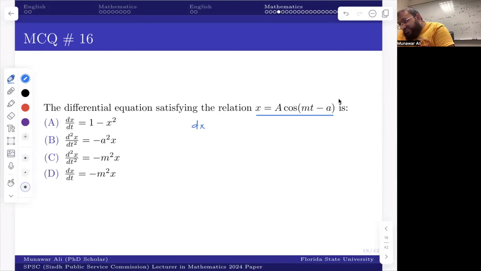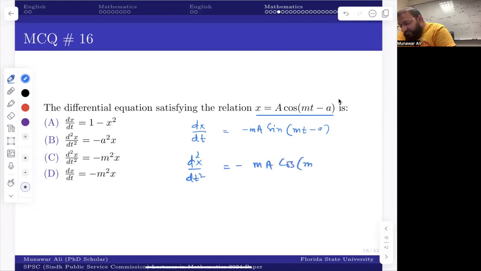So I have to differentiate this once, and obviously the derivative of cosine is negative sine(mt minus a), and the derivative of mt minus a is going to be m, so I'll be putting m here. Differentiating it again, since there are two arbitrary constants, I have to differentiate at least twice. The derivative of sine is cosine, so negative m A cosine(mt minus a). If I differentiate mt minus a, it will be m again, so I have to multiply by m here. This becomes m squared.